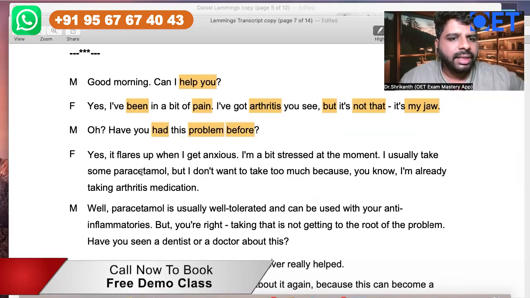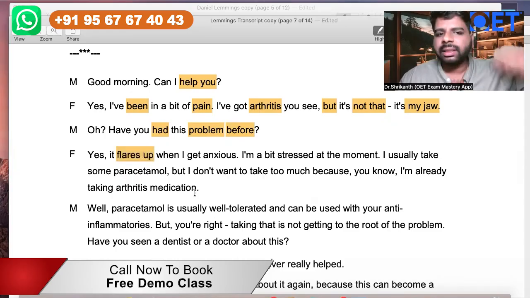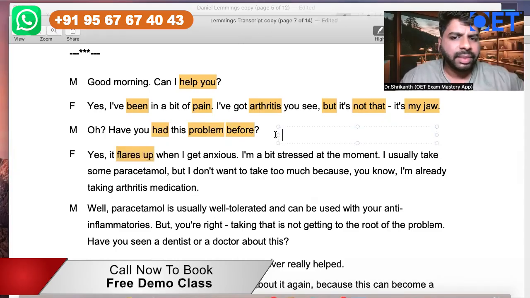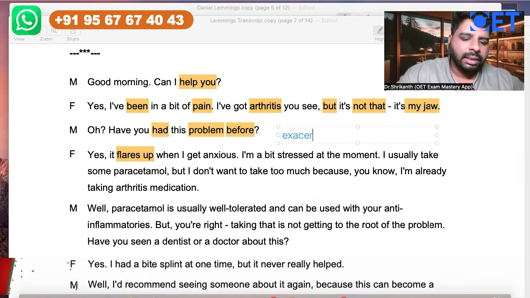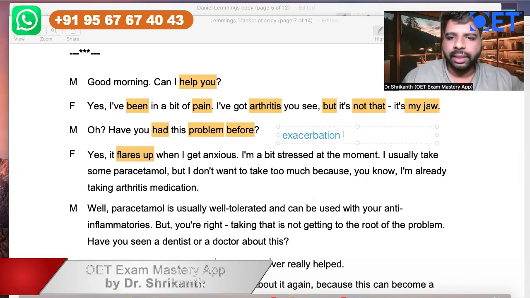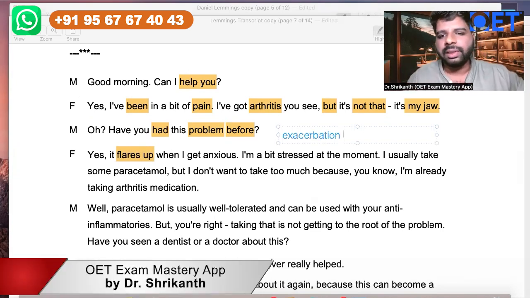Now she's saying, yes, it flares up. Flares up means exacerbation. Okay, so what does exacerbation basically mean? Exacerbation means worsening. A disease becoming worse is what we call exacerbation. So it flares up when I get anxious. So anxiety is what? A trigger.